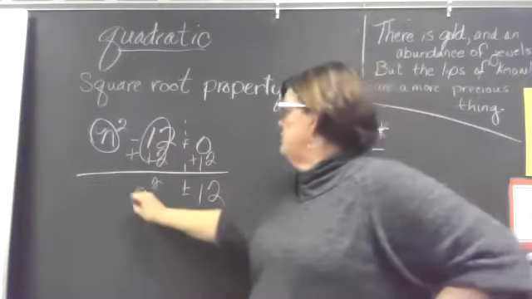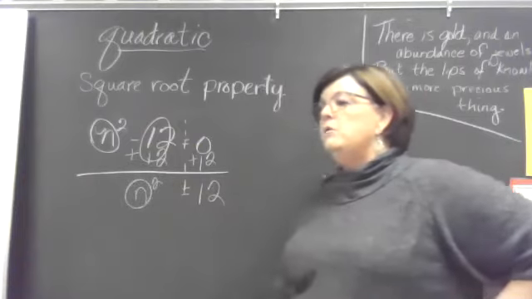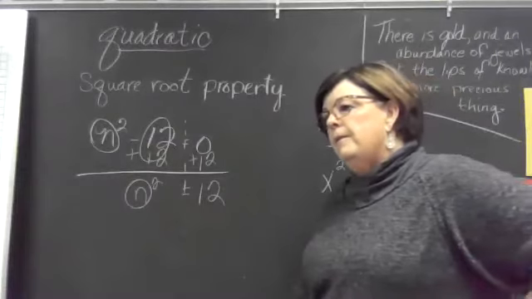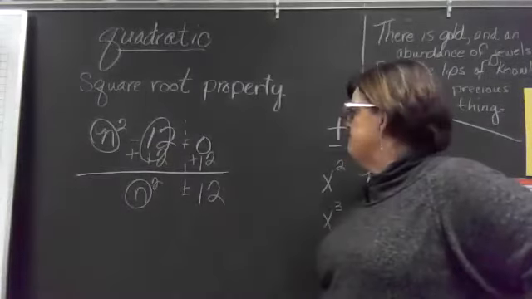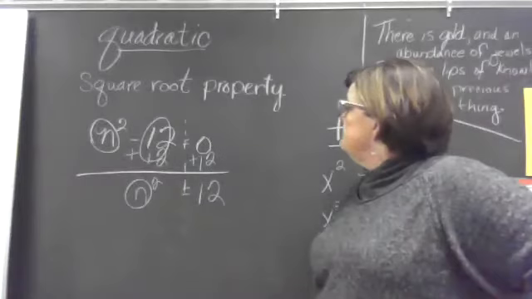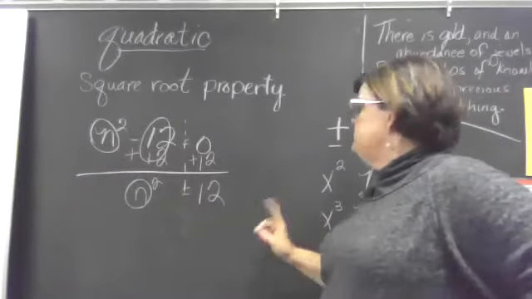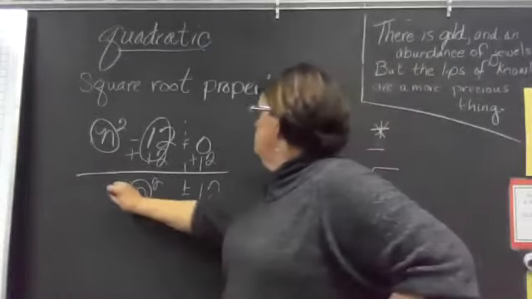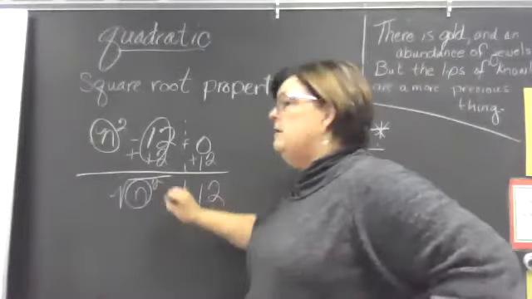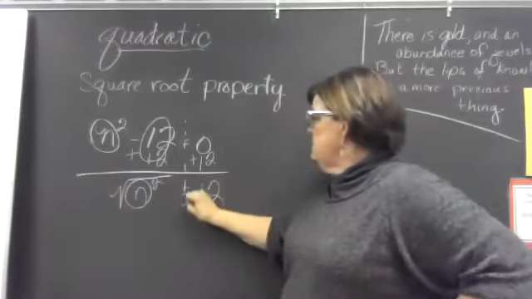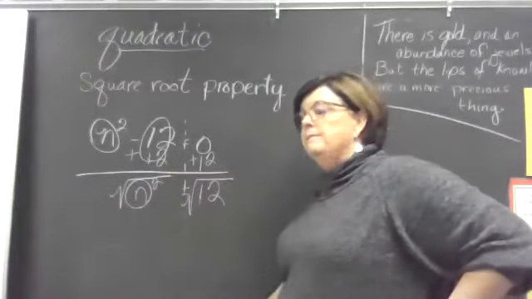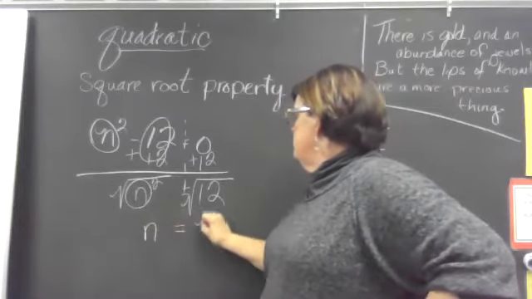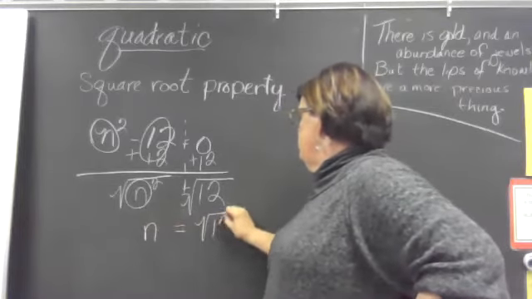Now to this point, we're not circling the n squared. We want to solve for just the n. So now we have to get rid of the squared. Okay, so we just found out that if we have something squared, we have to square root it. So I'm going to square root this side, but remember you have to do the same thing to the other side. Okay, so now we have n equals the square root of 12.